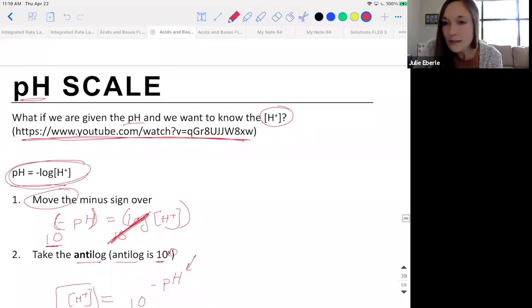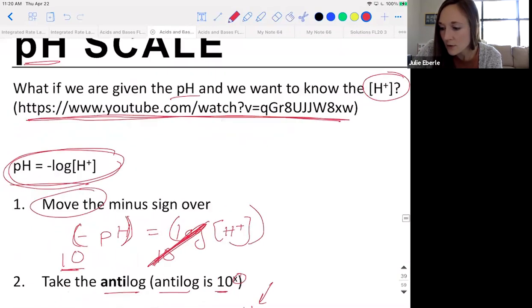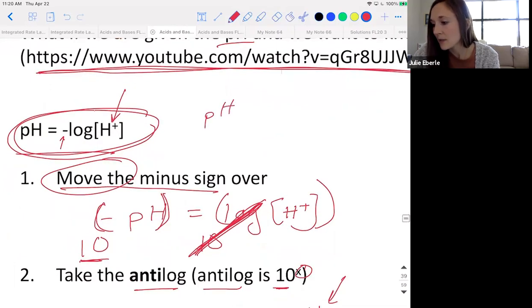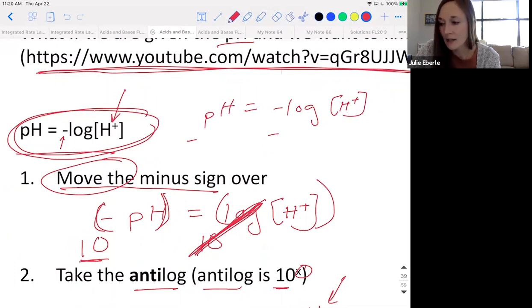When we were undoing this equation, we have this negative sign here on the log, okay? Because pH is the negative log of the concentration of H plus. So if we're trying to isolate just H plus, the first step was to move the minus sign over, okay? So if pH equals the negative log of the concentration of H plus, and we move the negative over, essentially dividing by a negative sign on both sides, it gets rid of the negative on the right side of our equation, and it makes pH negative.